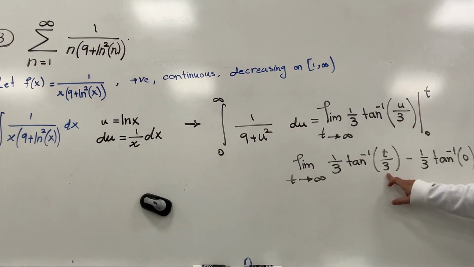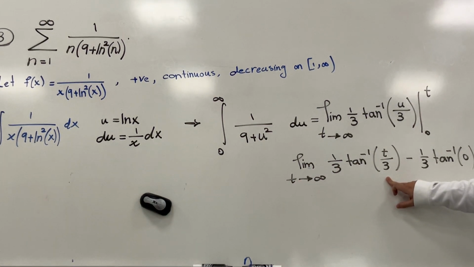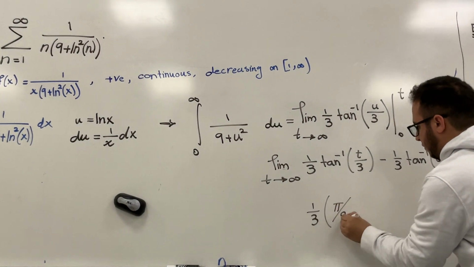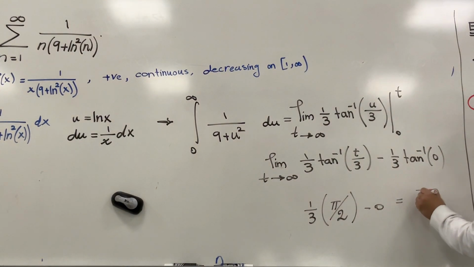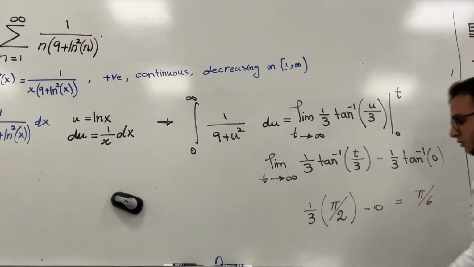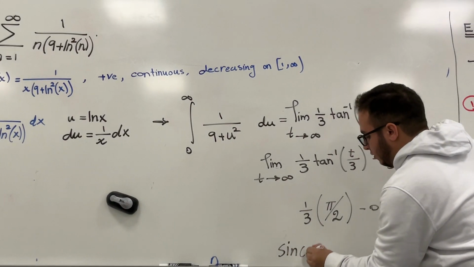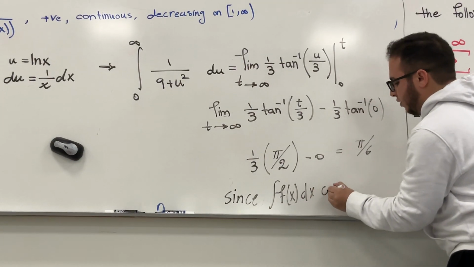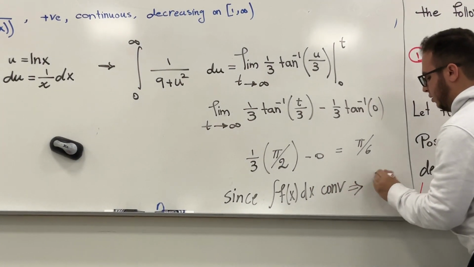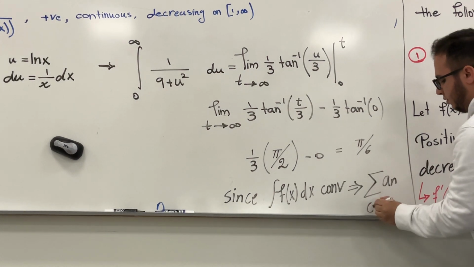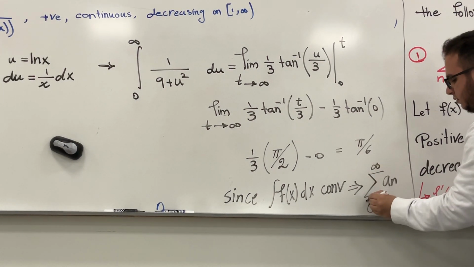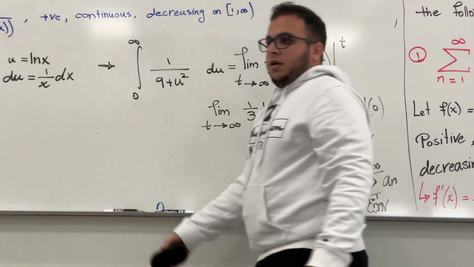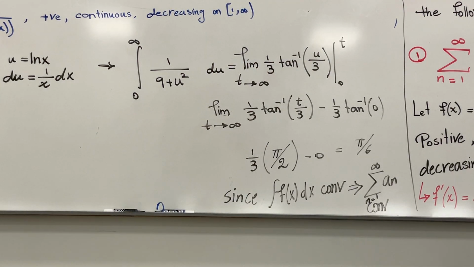What's tan inverse of infinity? Pi over 2. Tan inverse of 0 is 0. So this converges. Done. So since the integration converges, then the series converges. That's it. I said I'll not solve it, I solved it. Okay.